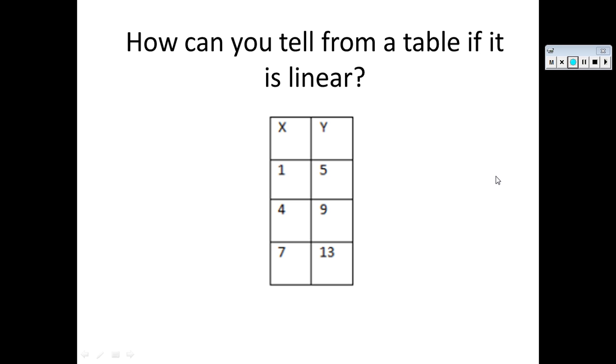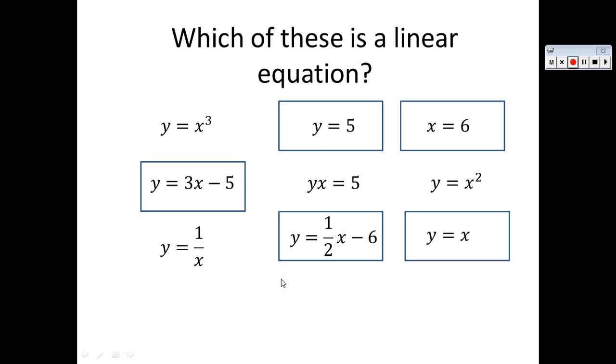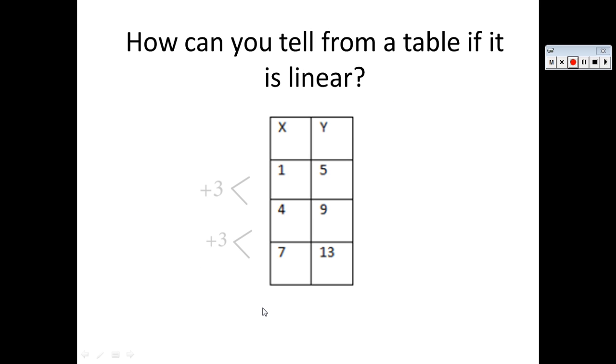How can you tell from a table if your data is linear? So I have an x and y column. These are my x values, these are my y values. These are 3 ordered pairs. And if I look at the change in x from 1 to 4 and from 4 to 7, the change is a positive 3. So I add 3 from 1 to 4, and I add 3 from 4 to 7.